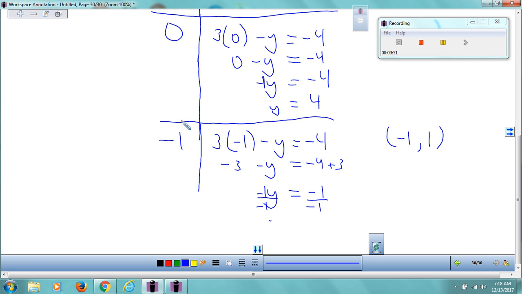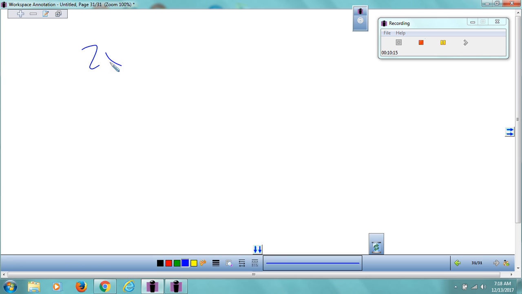All right, last example. 2x plus 5y equals 15. All right.